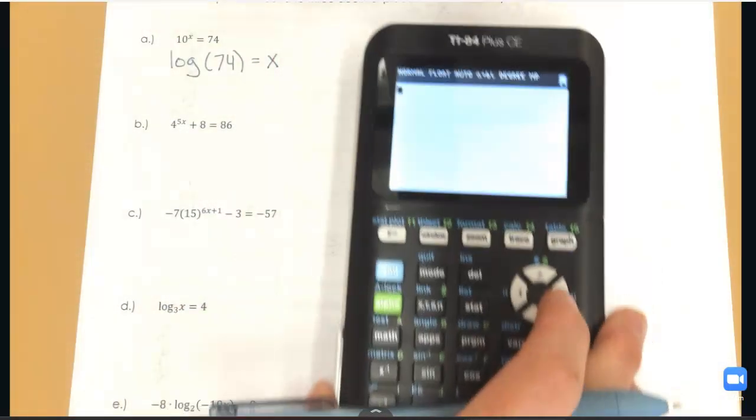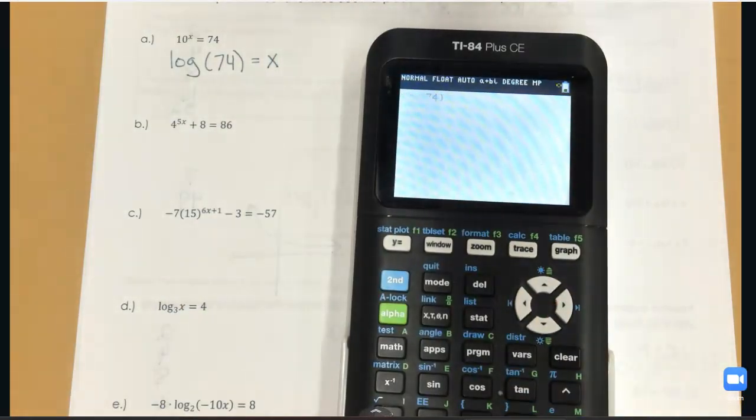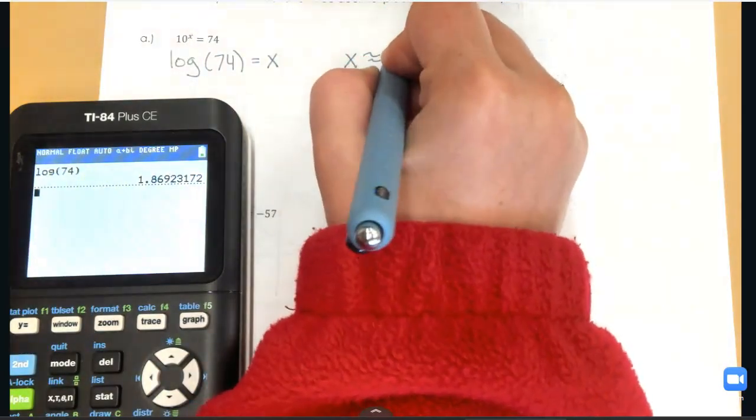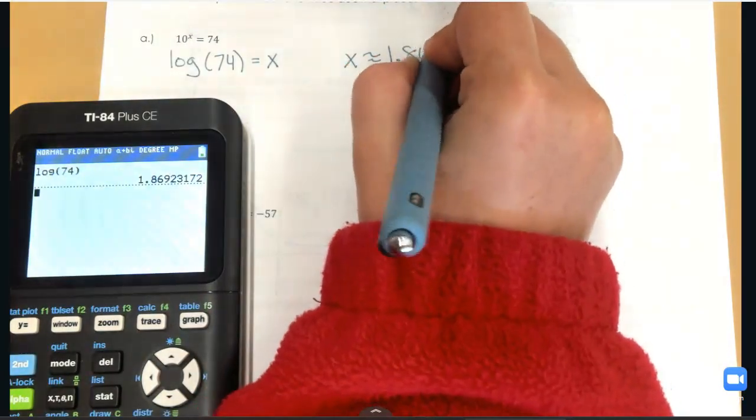Starting with A, my exponential base is by itself, so I can go straight to writing this in log form. And that will be, when my base is 10, I can just say log of 74 is equal to x. Now, this is not a perfect number, so I will utilize my calculator. And we're going to have to round to 3 decimals here. And so x is approximately 1.869.